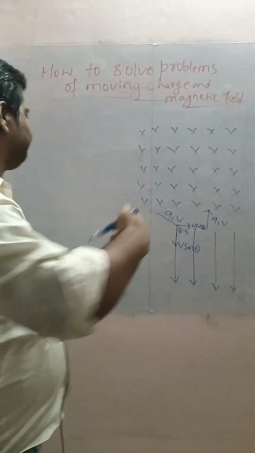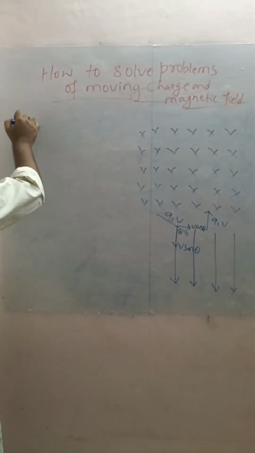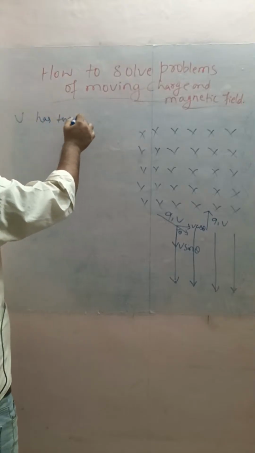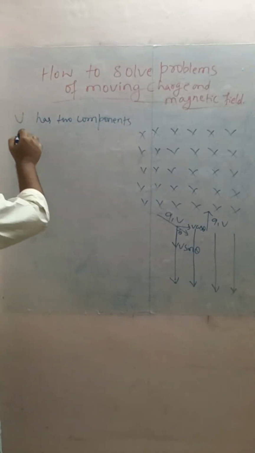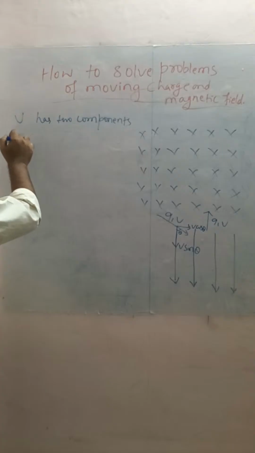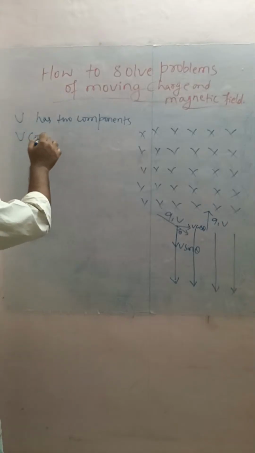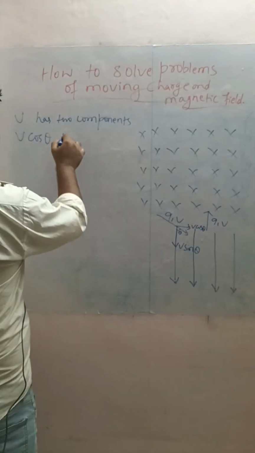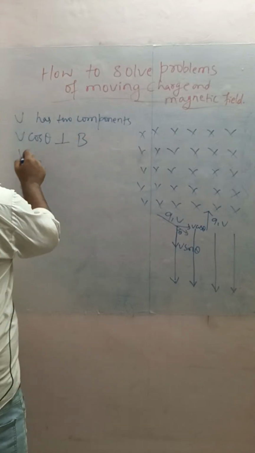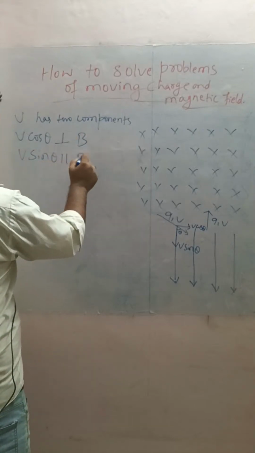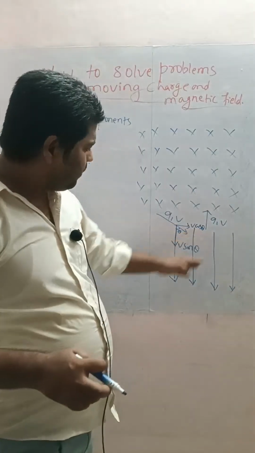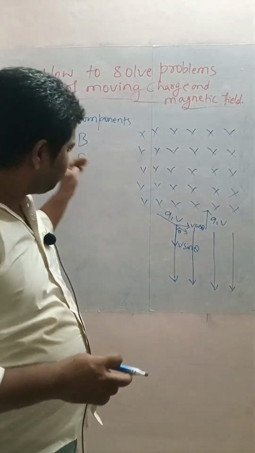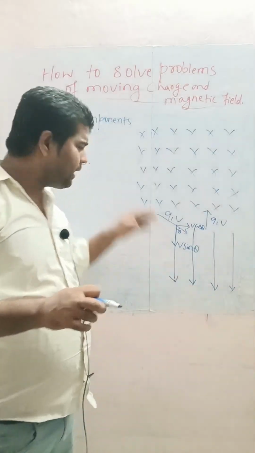Now, v has two components. That is v cos theta perpendicular to the direction of the field and v sin theta parallel to the direction of the magnetic field. Clear? v has two components, v cos theta and v sin theta. v cos theta is perpendicular to B and v sin theta is parallel to B.